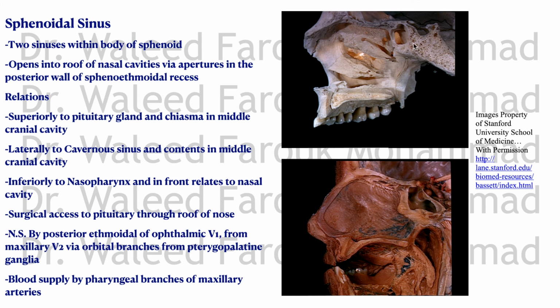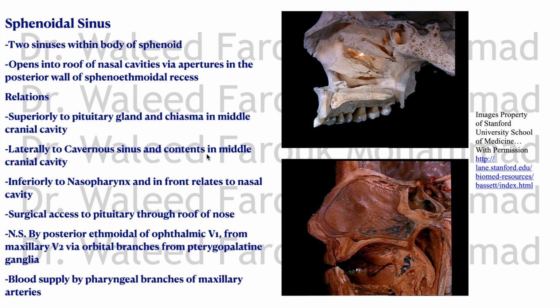It's related superiorly to the pituitary gland and the optic chiasma, that is the crossing of the optic nerves above it. So actually this is a surgical inlet or surgical access to the pituitary gland through the sinus itself, from the face. Laterally it's related to the cavernous sinus with its contents, the 3rd, 4th and 6th cranial nerves and the internal carotid artery, and below it's related to the nasopharynx inferiorly. Okay.